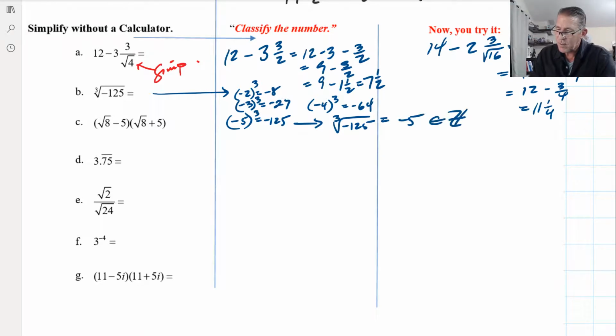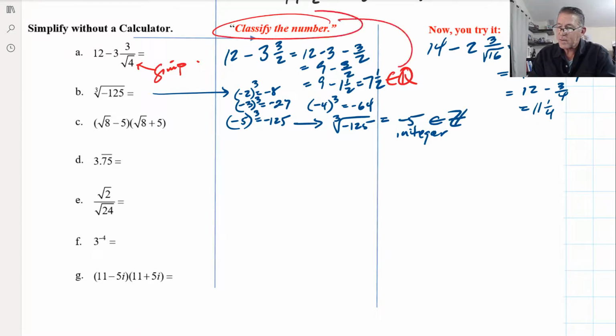integer, okay? It's an integer. It's not a whole number, it's not natural, but it is an integer. All right, and it says classify. Classify means name. So the 7 1/2, that's rational, okay? The negative 5 was an integer. That's what I mean by classifying right here.